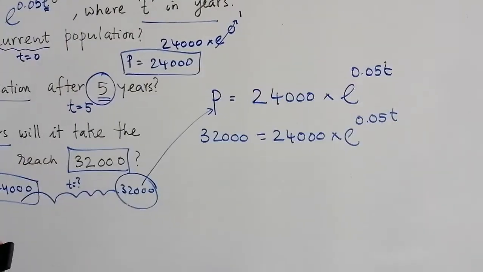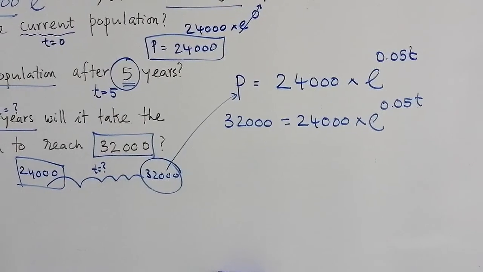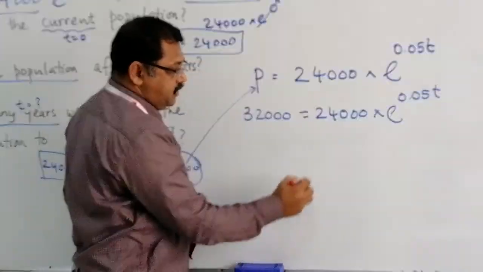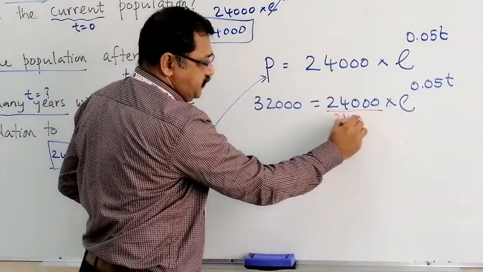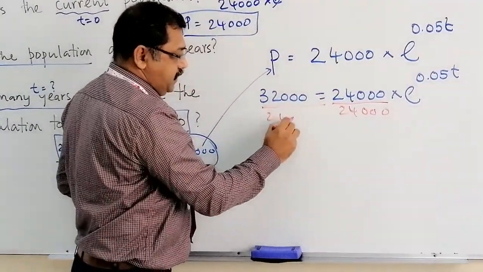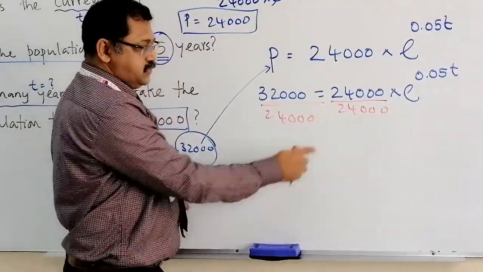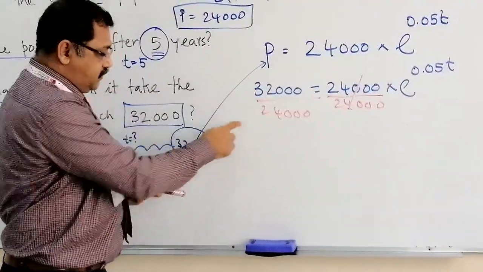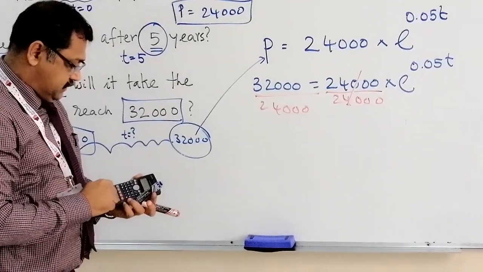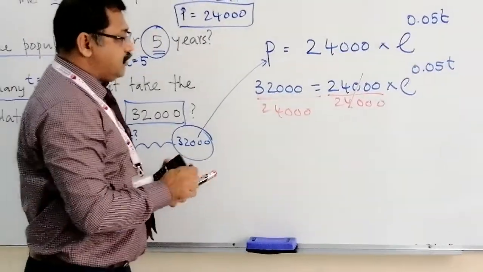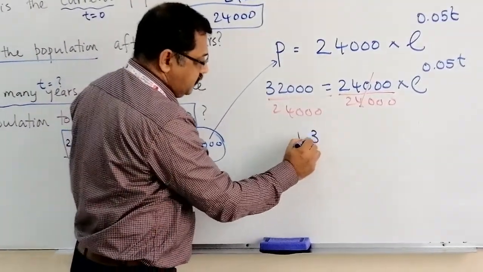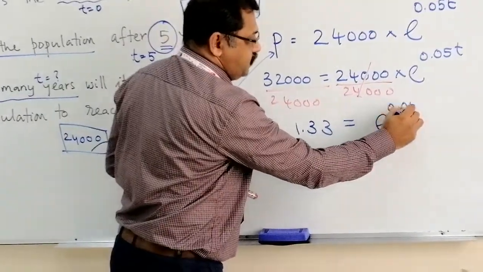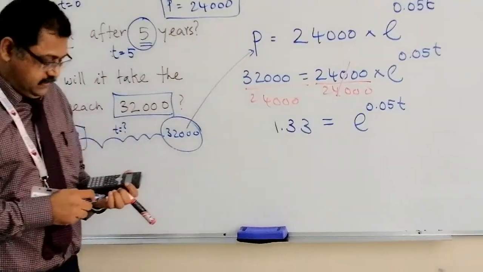To solve this exponential equation, we need to simplify this. In the beginning we will divide by 24,000 to remove the 24,000 from there. First we divide by 24,000. So we will get 32,000 divided by 24,000, that is 1.33. This cancels. So you will get e raised to 0.05 multiplied by t.